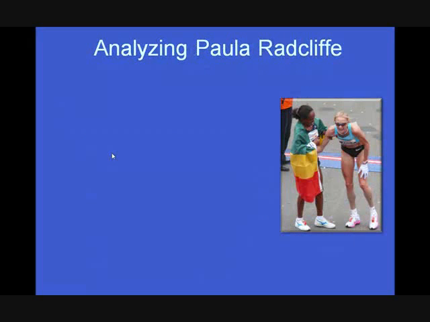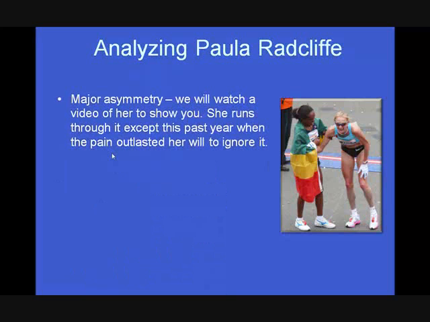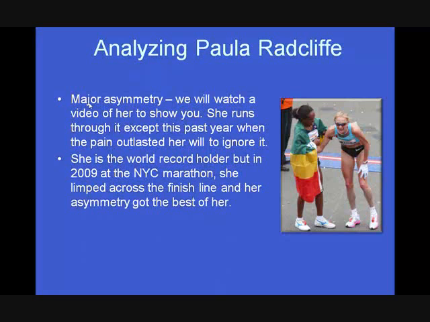Let's take a look at Paula Radcliffe. She's off to the side here, and when we take a look at Paula Radcliffe, this was her at the finish line. That's not what you saw though, because the thing is, she had a major asymmetry. We're going to watch a video of her to show you. She runs through her pain, except this past year when the pain outlasted her, she was ignoring it, and what happened is she not only broke down at the finish line, but she came back when she ended the race. What ended up happening is she lost enough speed where she came in second, and she then just broke down at the finish line. The girl that's consoling her actually was the winner.